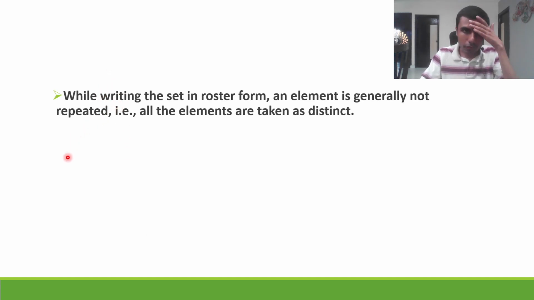Next, one more thing you need to be careful about: while writing a set in roster form, an element is generally not repeated. That is, all elements are taken as distinct. That means repetition is not allowed in a set. Repetition is not allowed in a set. Okay, understand it.